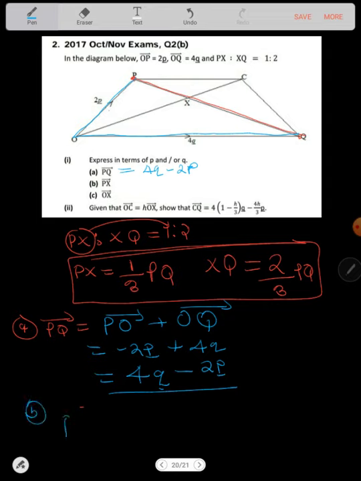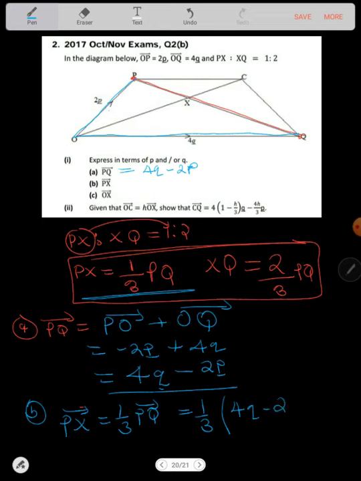Then I can now go on and find PX. Part B, which is PX. How can we find PX from P to X? We would move P to O then OX, but we don't have OX. But from what we found from the ratio, PX is 1/3 of PQ. This will be 1/3 of PQ, which we found on top: 4Q minus 2P. That's all.